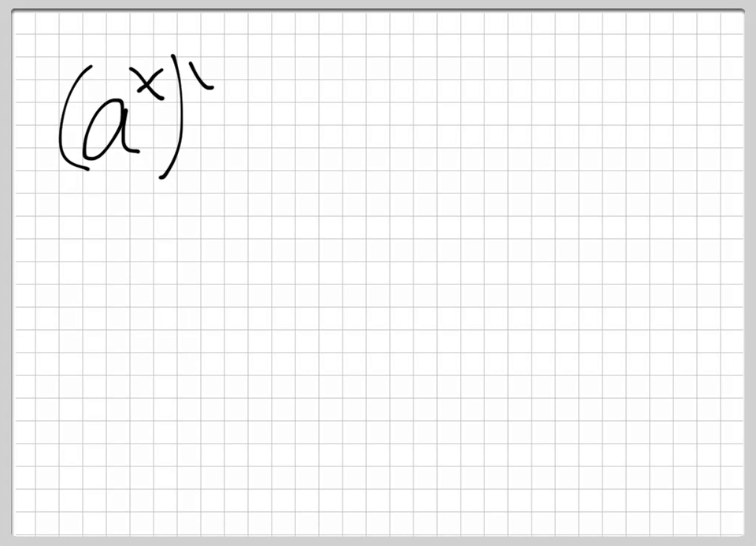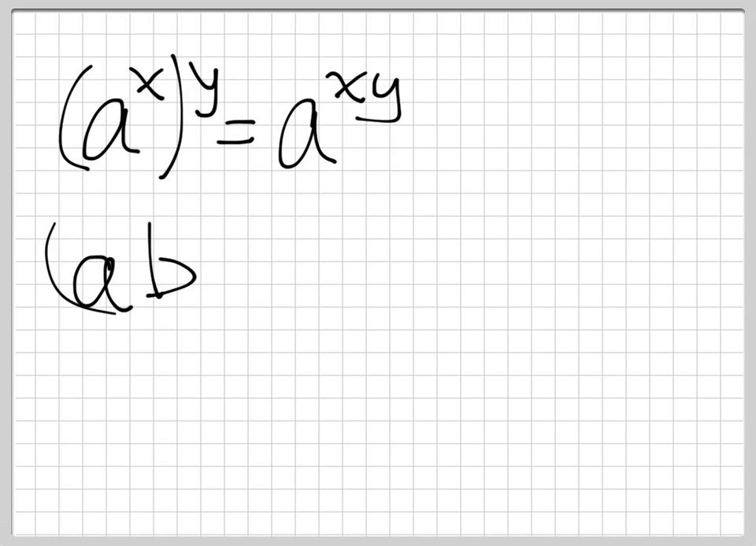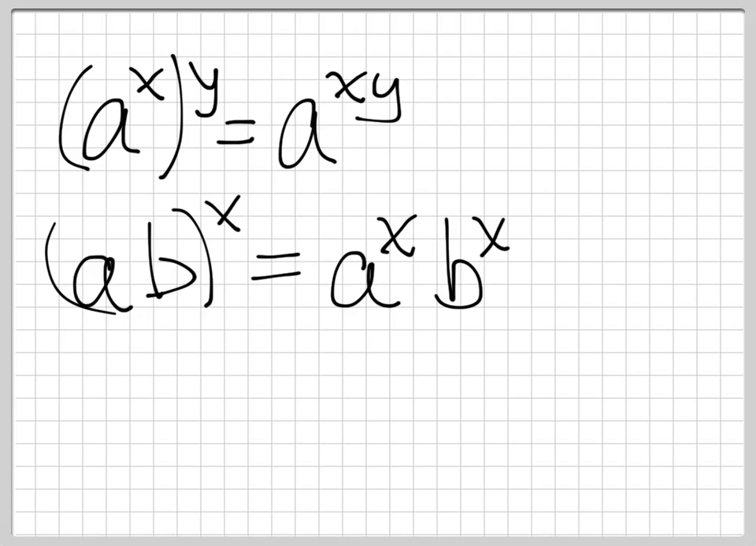We have a to the x to the y equals a to the xy. We have ab to the x equals a to the x, b to the x. What I want to do is I want to start with these two. These are two that people tend to sort of mix up, so let's go ahead and get started on working with these. We're going to call this 1, we're going to call that 2. So let's practice 1.